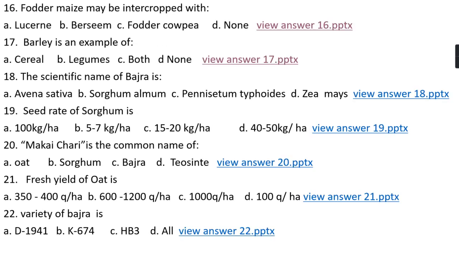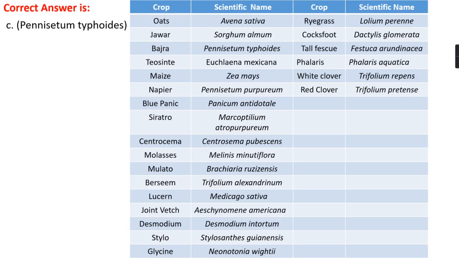Okay. Question number 18: The scientific name of bajra is option A Avena sativa, option B Sorghum almum, option C Pennisetum typhoides, or option D Zea mays. The right answer is option C, Pennisetum typhoides. Here is a list of some crops along with their scientific names. Oats is Avena sativa, Jowar is Sorghum almum, Bajra is Pennisetum typhoides, Teosinte is Euchlaena mexicana, Maize is Zea mays, Napier is Pennisetum purpureum, Blue panic is Panicum antidotale, Siratro is Macroptilium atropurpureum, Centrosema is Centrosema pubescens.